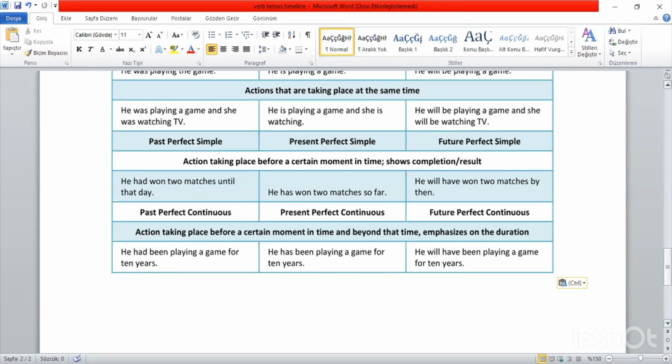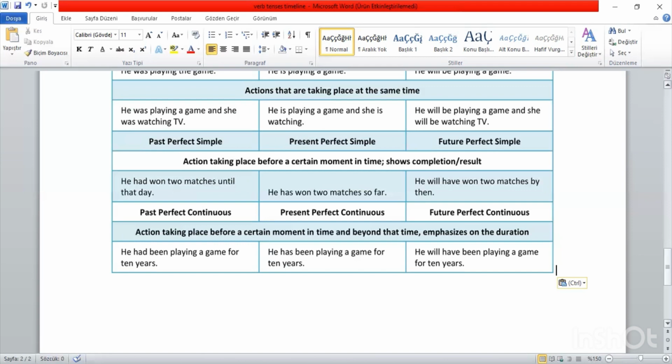The usage is an action taking place before a certain moment in time, showing completion or result. So we have two time periods that are connected or affecting each other. For example, for past perfect tense, he had won 2 matches until that day. For present perfect, he has won 2 matches so far. For future perfect tense, he will have won 2 matches by then.